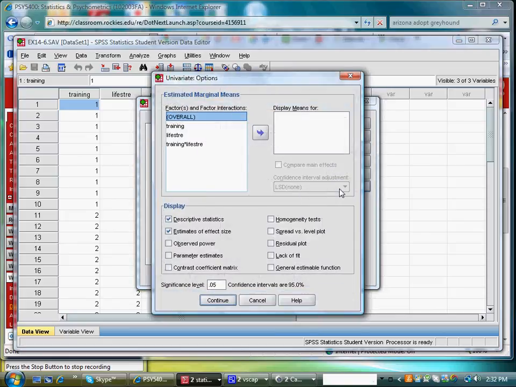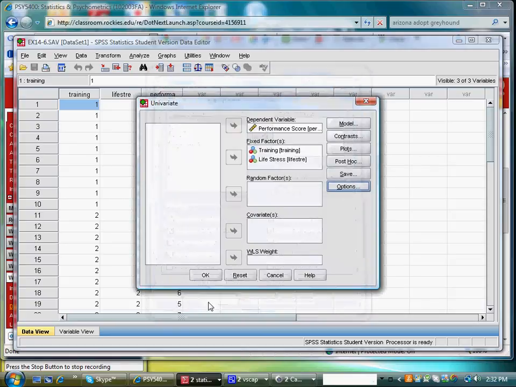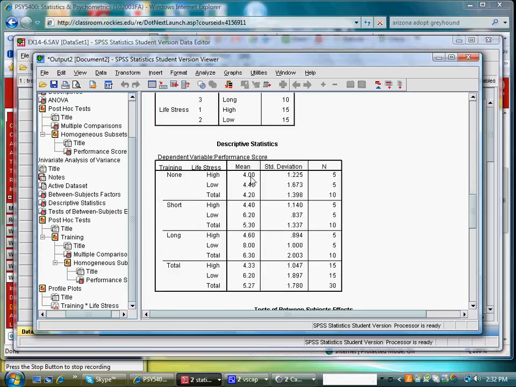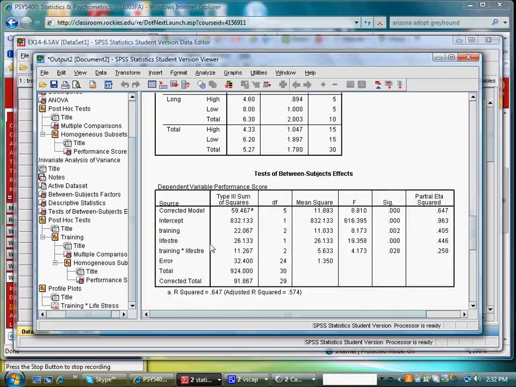Alright, and then under options, you don't need to move anything over, but do click descriptive statistics and estimates of effect size. That'll help you out. Continue. Click OK. Alright, so we've got our training and our life stress. Again, here's our descriptives now. We have a mean for no training high stress, no training low stress, short training high stress, short training low stress, all 6 groups.